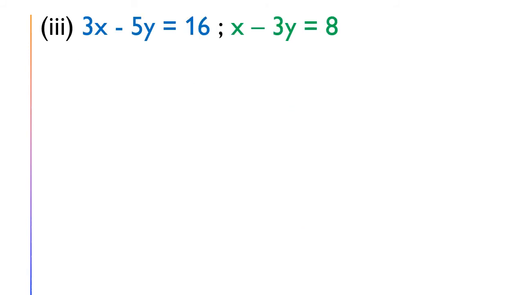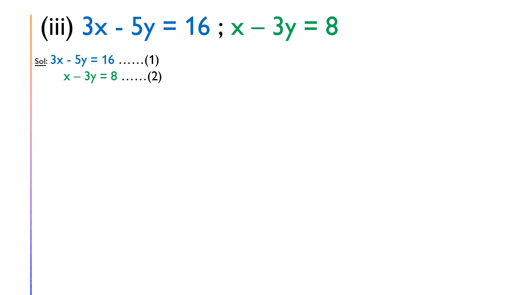Third equation. So let us first write down the equations. x minus 5y is equal to 16 and x minus 3y is equal to 8. So now we have this. Now let us see which variable we are going to change. If I want to change x, I can change x in the second equation, or if I want to change y, I'll have to change it in both the equations. 5 will have to change to 15 and 3 also will have to change to 15, right?